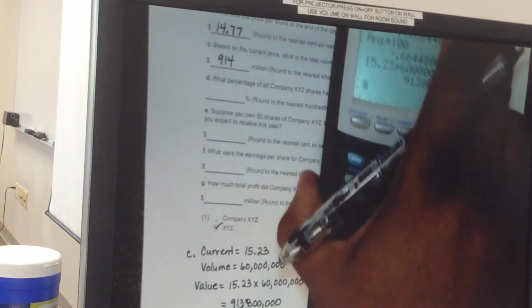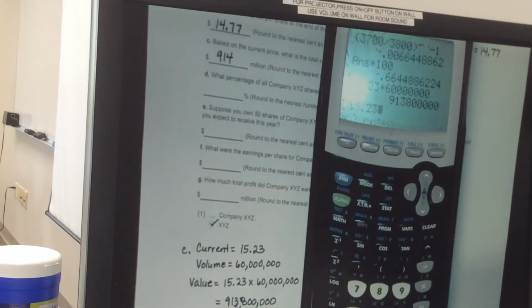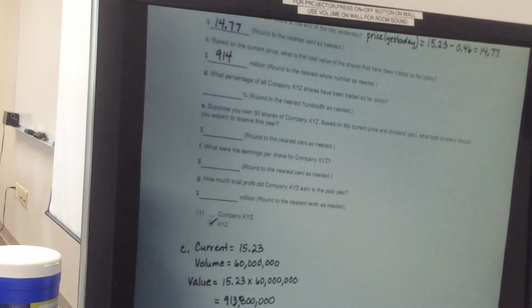Now you could have done this: 15.23 times 60, and then 913.8 will round up to 914.